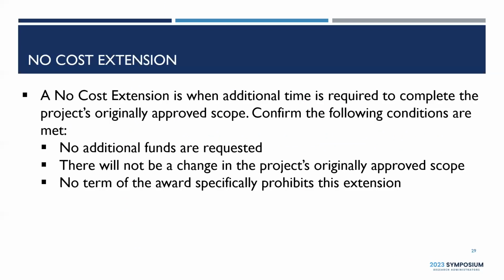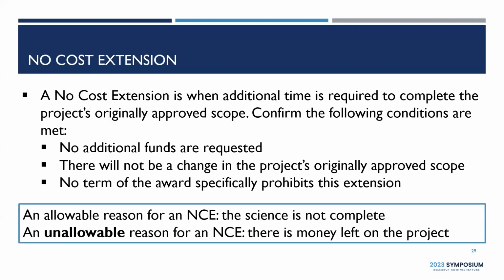All right, we're going to shift into no-cost extensions here pretty quickly. So I think you guys are probably all fairly familiar with what a no-cost extension is. We also call them NCEs if we're typing it out. Basically, the PI needs more time to complete the original scope of work. So they don't need any more money. They're not changing the scope, and we're allowed to do it. Those are all things you want to check for before you try to initiate a no-cost extension.